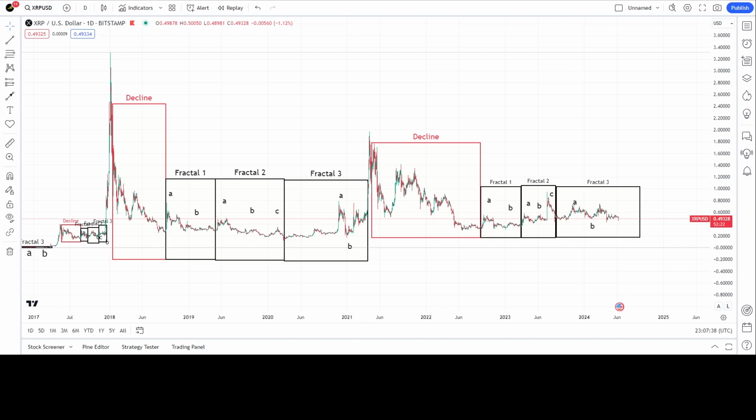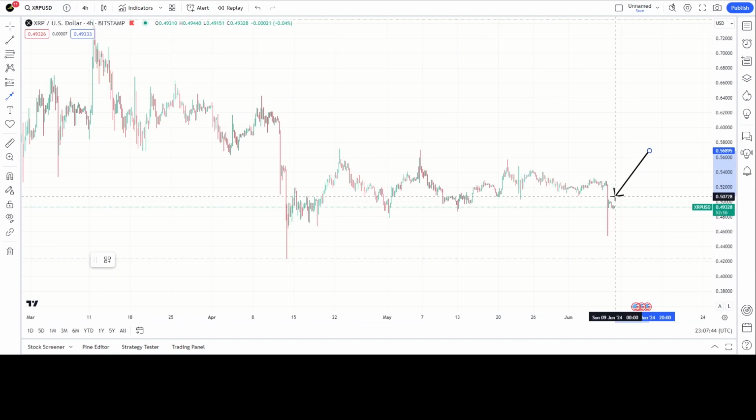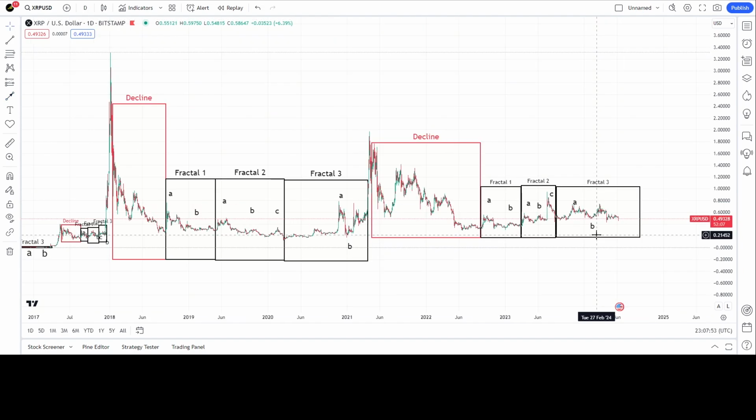So with this latest move down that has taken place, this move right here, in my opinion, it could potentially open the door to this low right here, this B part where it comes down to a new low, potentially taking place over here. That would, in essence, put us back a little bit further in time.